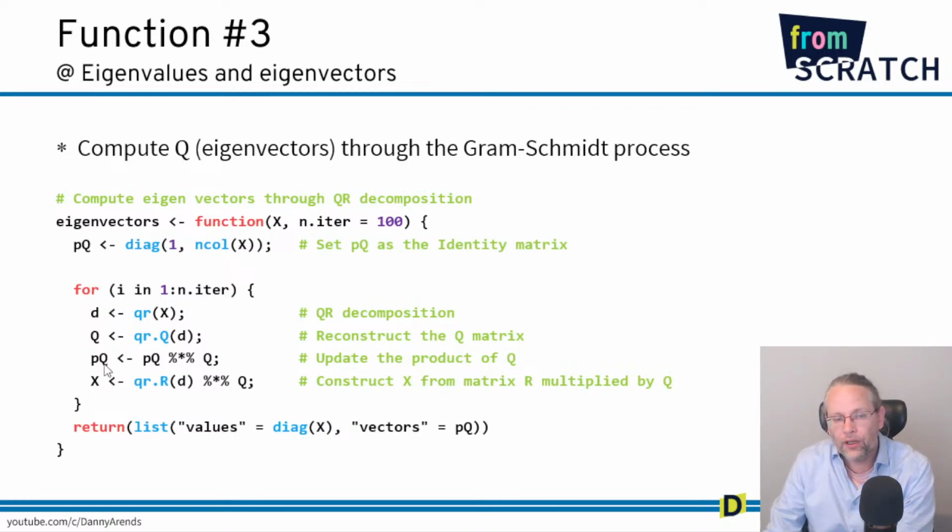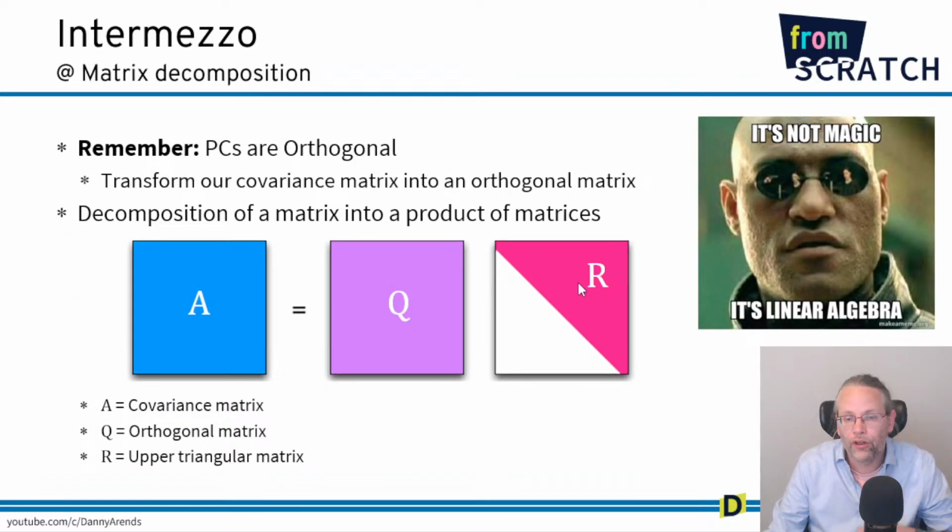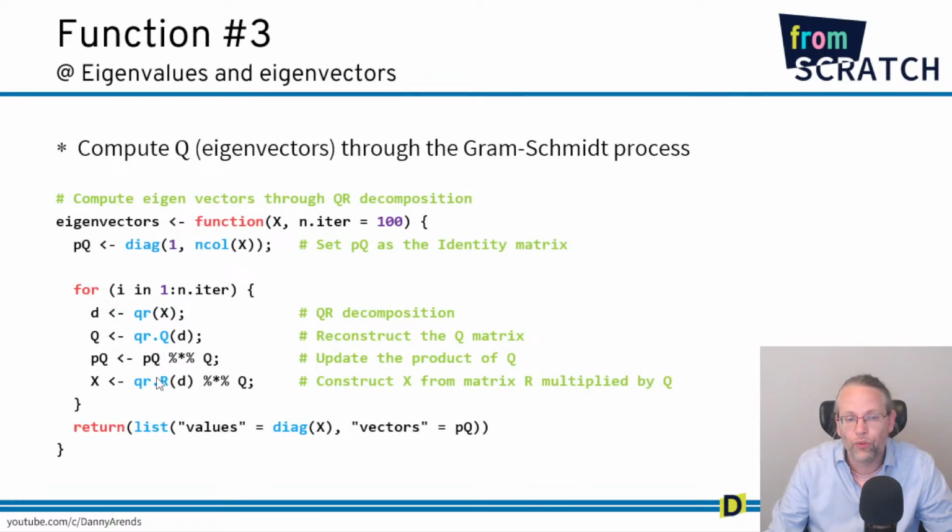The PQ is going to contain our eigenvectors, while the X matrix, after we're done, is going to contain our diagonal. So this is going to be the R matrix eventually, right? Once we are done, we take the diagonal of X, which are our eigenvalues, and the eigenvectors are the columns of PQ, which we can now use to multiply with our standardized data.